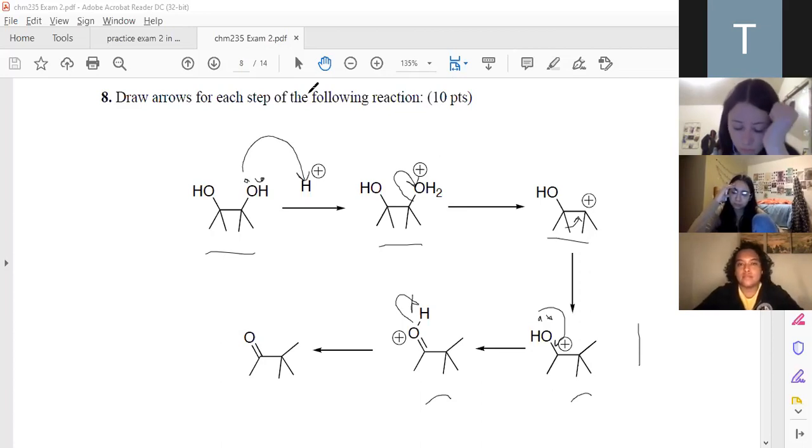Actually, hold on. Nope. That's bad mechanism pushing. So this water right here, when this right here popped off, you formed a water molecule like this.